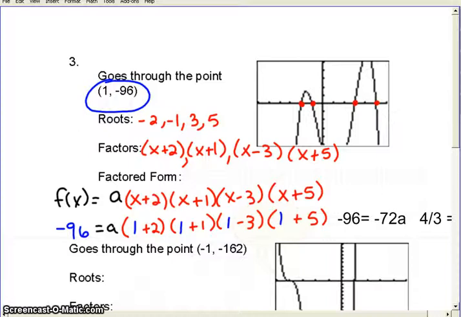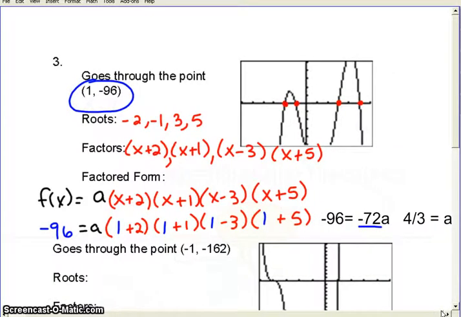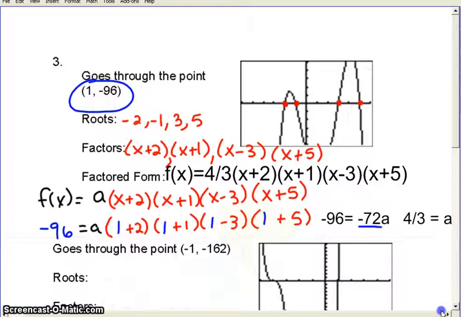Okay, multiply that together, 1 plus 2 times 1 plus 1 times 1 minus 3 times 1 plus 5. That's going to give you -72a. Then when we divide by -72, we get a is equal to 4/3. So just simply put that right back into the function, and then that is your equation in factored form.